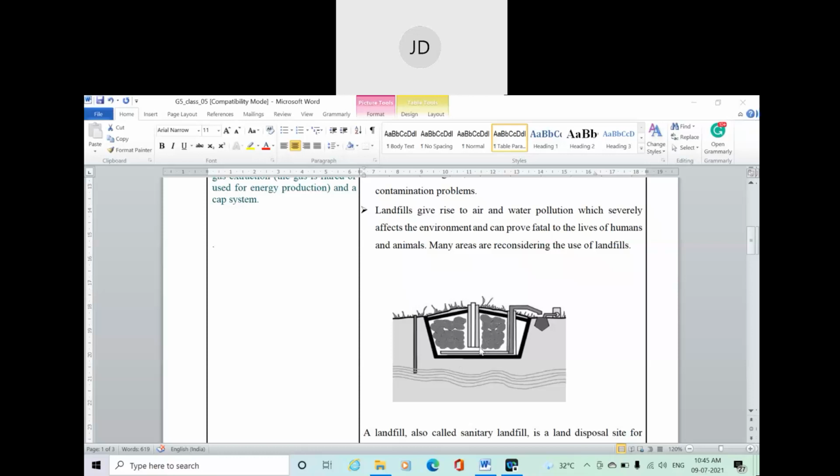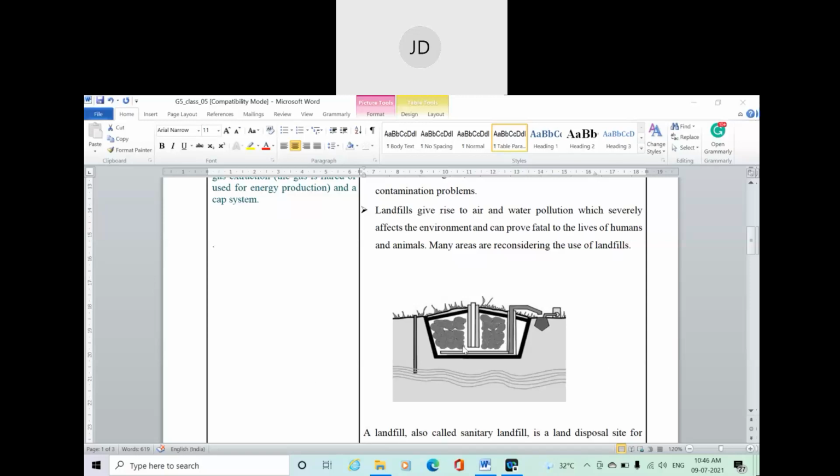So if this particular liquid waste, or in technical term it's called leachate, comes out of the system, and if it reaches the groundwater table, you can see this is the ground surface, sorry, groundwater table, it may pollute the groundwater, and eventually it will also pollute the surface water.